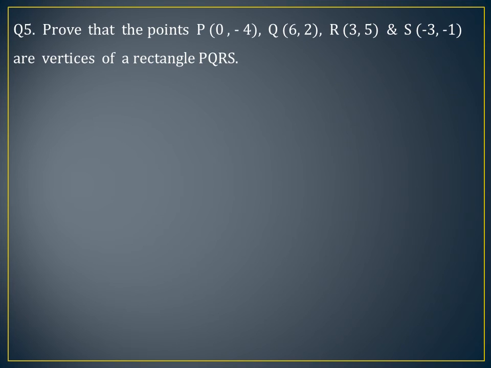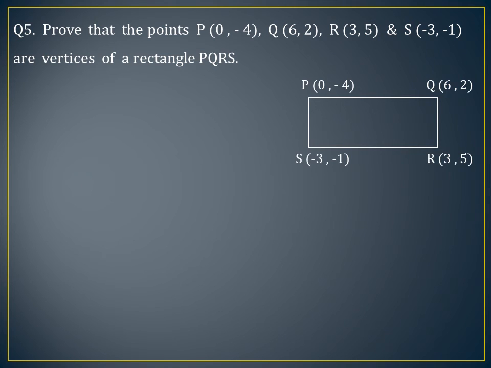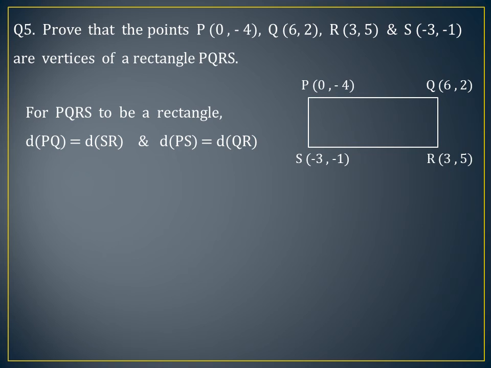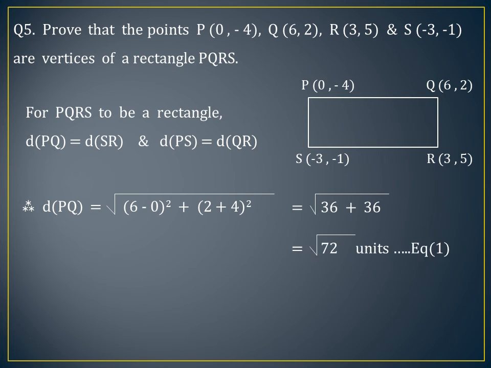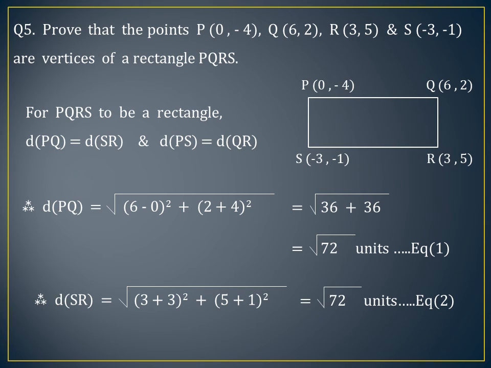Now in this question, we have to prove that the four vertices are the vertices of a rectangle. So let us first draw the quadrilateral and name its vertices. Now for PQRS to be a rectangle, opposite sides will have to be equal, which is a property of the rectangle. So therefore distance PQ should be equal to distance SR and distance PS has to be equal to distance QR. So by distance formula we will get distance PQ is equal to root 72 units and distance SR also will be root 72 units. Therefore distance PQ is equal to distance SR.